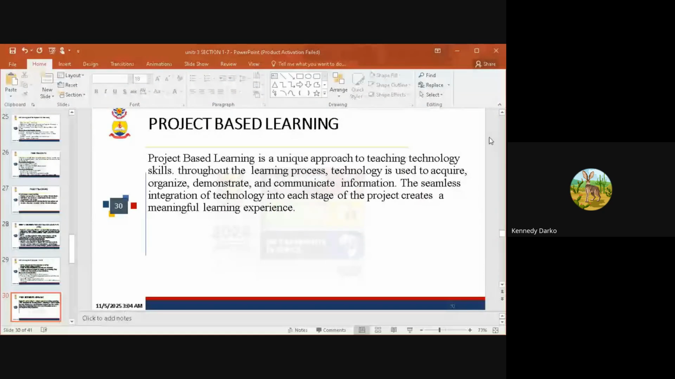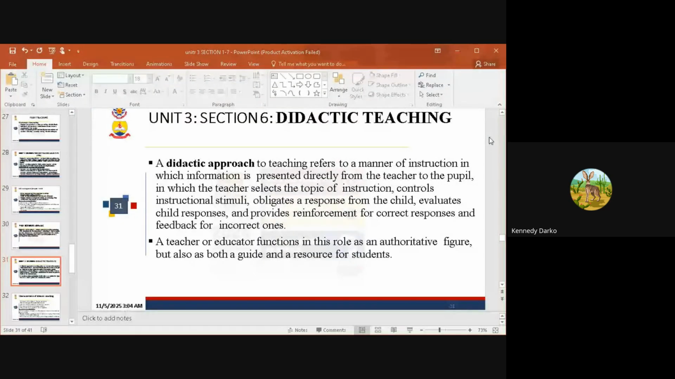Project-based learning is a unique approach to teach technology skills. Throughout the learning process, technology is used to acquire, organize, demonstrate, and communicate information. The seamless integration of technology into each stage of the project creates meaningful learning experiences. So whatever thing you are teaching, once you introduce these gadgets, it arouses students' interest. And once you give them the rule and whatever thing to do, they are able to do it so happily.